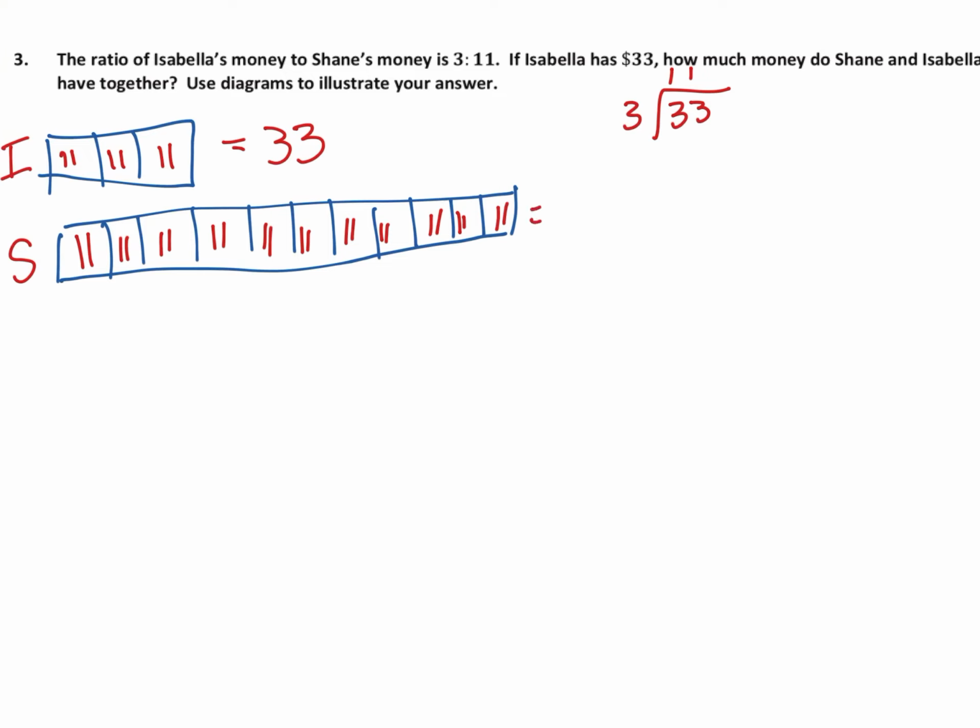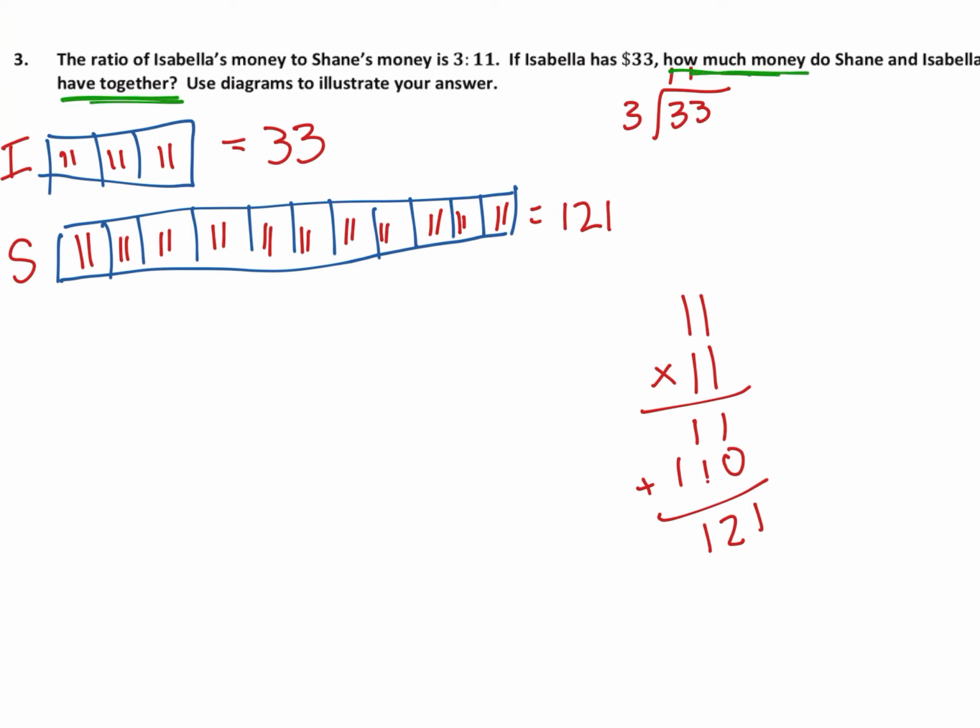So there are 11 boxes with 11 in it. 1 times 1 is 1. 1 times 1 is 1. Use a place value spacer. Add them up. And that means Shane has 121. But the question it's asking is, how much money do they have together?